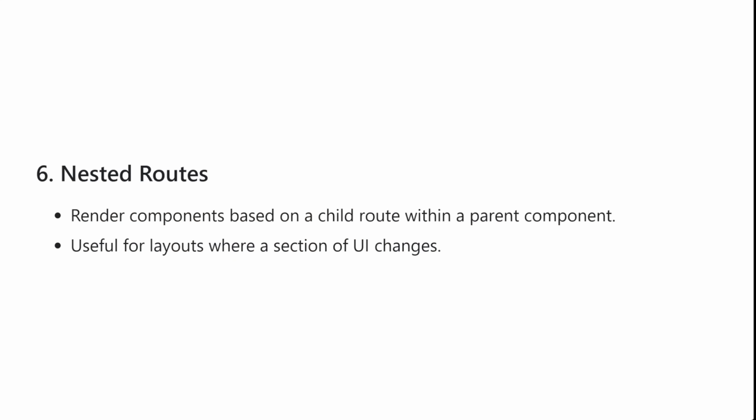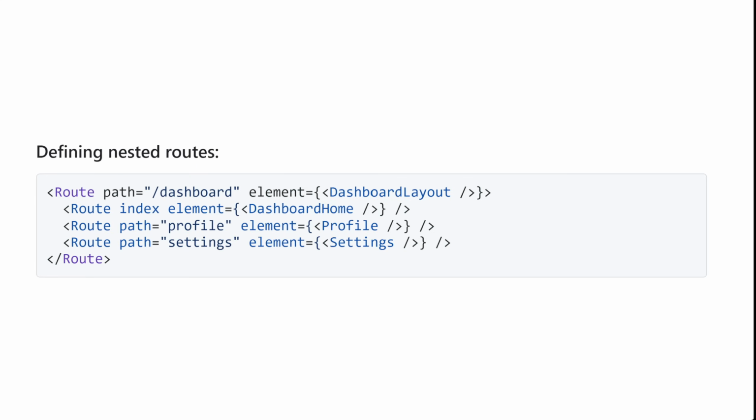Now let's talk about nested routes, as I showed you in our dashboard example. Now this renders components based on a child route within a parent component. And is extremely useful when a section of the UI changes. As I showed you in our dashboard example, when you open up your dashboard, the index route, which is basically like the / in our home. But when we're indexing one of our routes, that will always be the main route, which will be displayed when we're accessing that route. And underneath of that, we can display then the profile or the settings or whatever route we specify within our nested routes.